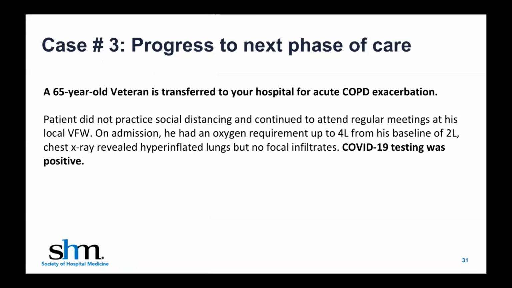On admission, he had worsening hypoxic respiratory failure with O2 requirement up to 4 liters when his baseline is 2. His chest X-ray revealed hyperinflated lungs, but no focal infiltrates. And he may be in one of the places that has plenty of testing and is testing everybody. And his COVID-19 testing was actually positive.